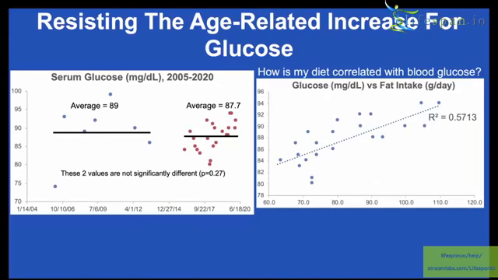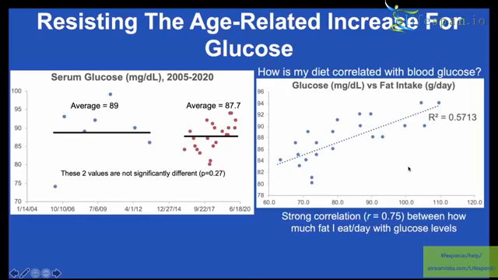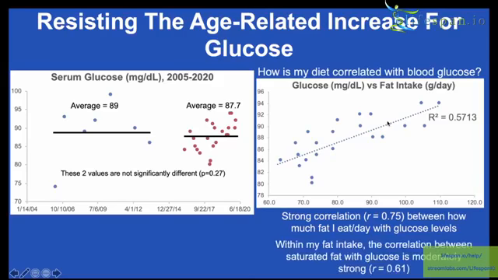So how's my diet correlated with blood glucose? So this is actually a strong correlation between blood glucose levels and my fat intake, total grams of fat per day on the x-axis. And this correlation is 0.75, so it's pretty strong. So what it's basically saying or suggesting is that as I eat more fat, my glucose levels go up, which is going in the wrong direction.